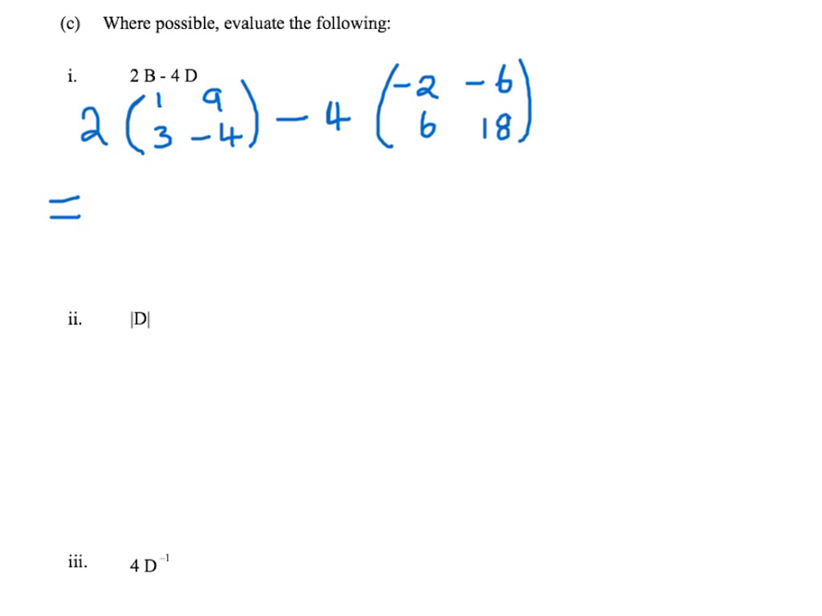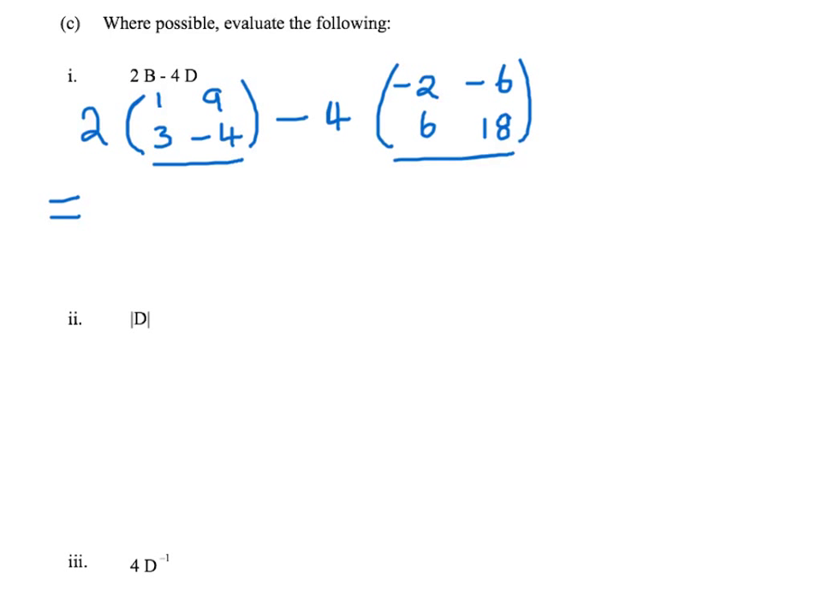Now, before I begin, I must check, is it possible to do the subtraction? And for it to be possible to do the subtraction, the two matrices have to be exactly the same order. And if you look at these two matrices, B and D, they are the same order. Both of them are 2 by 2 matrices. So the subtraction is possible. The next step is to do the multiplication.